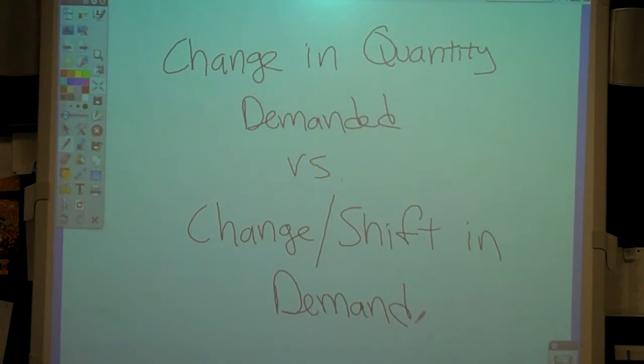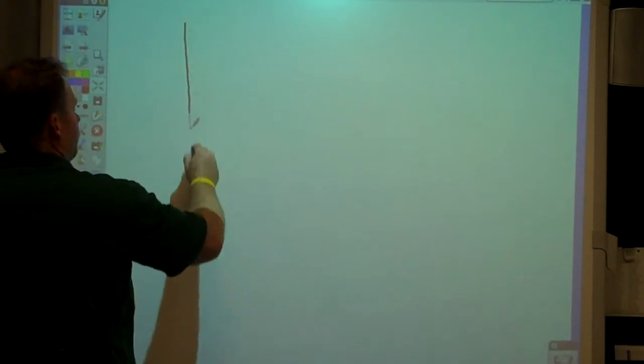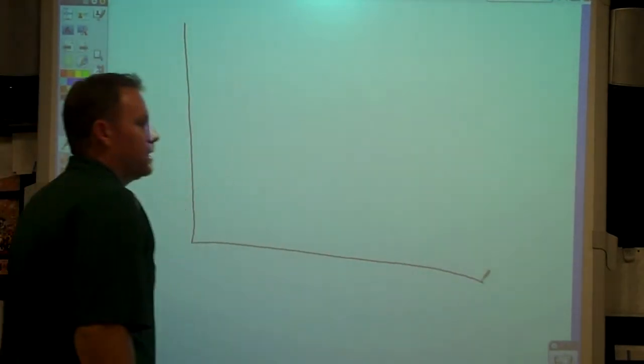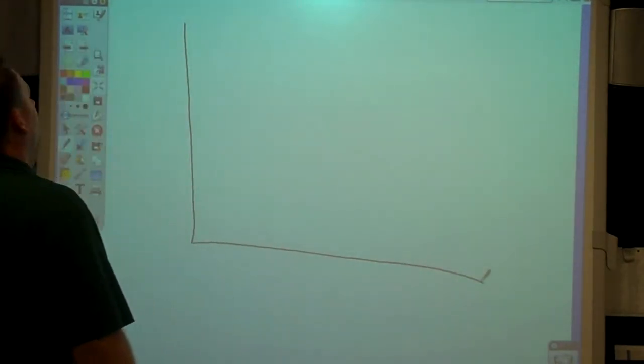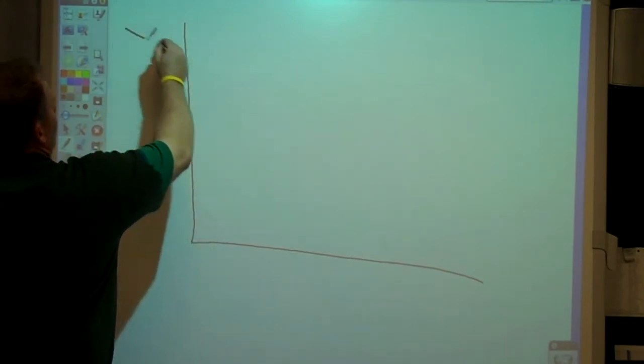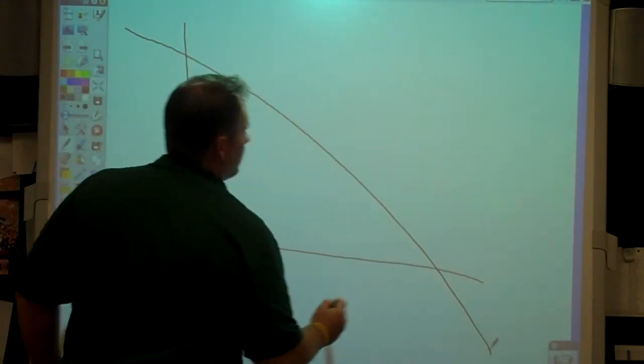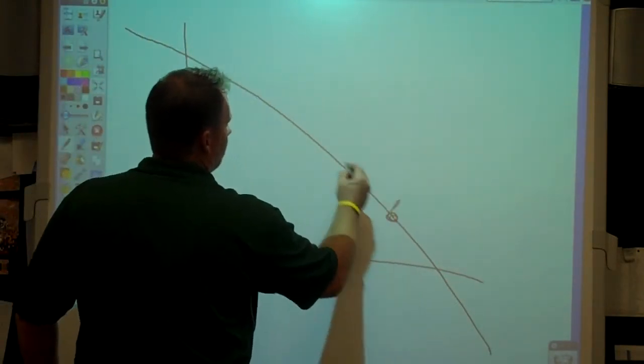Guys, this segment is all about how change in quantity demanded is different from a change or shift in demand. Okay, and it requires a graph to do. All right. Here's our graph. We'll draw our normal line. All right, our normal line has points on it.